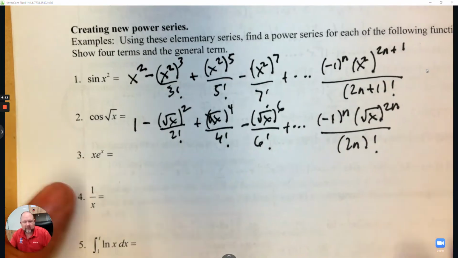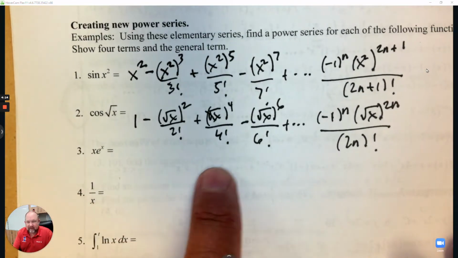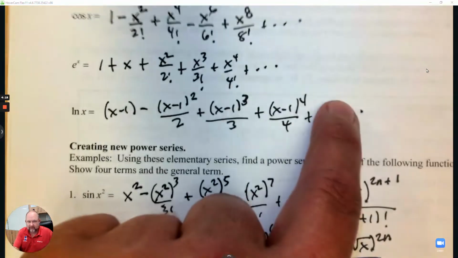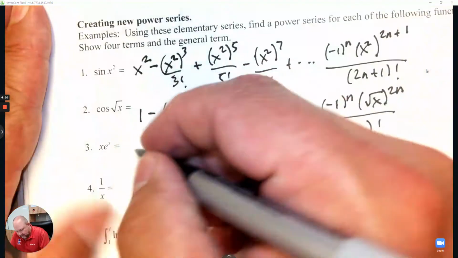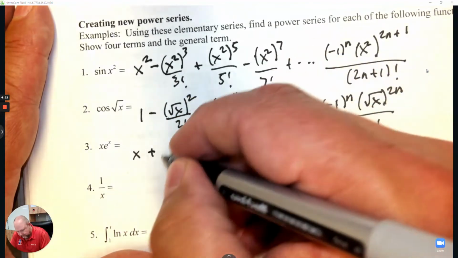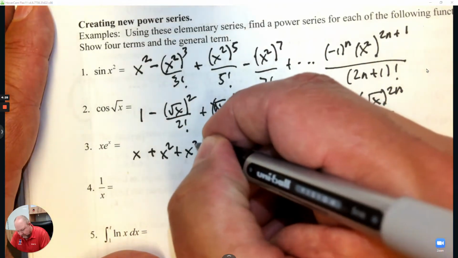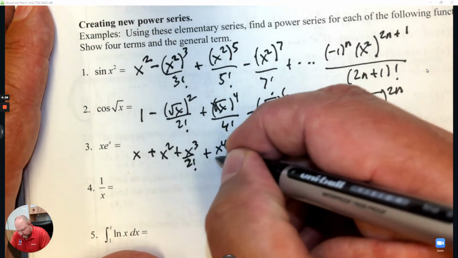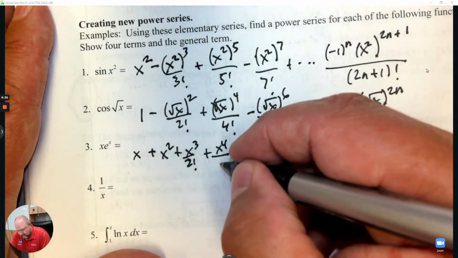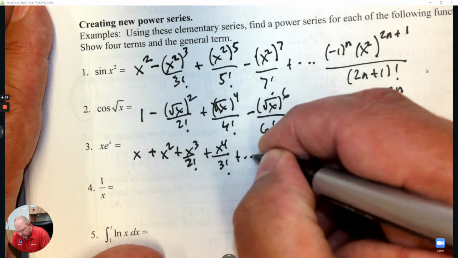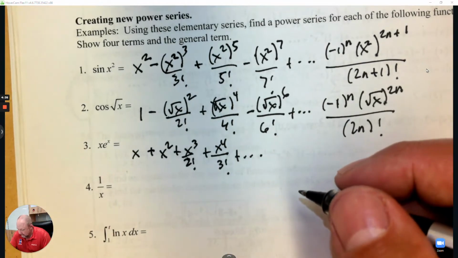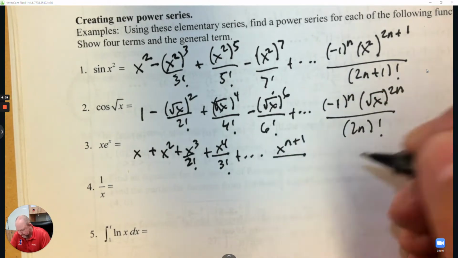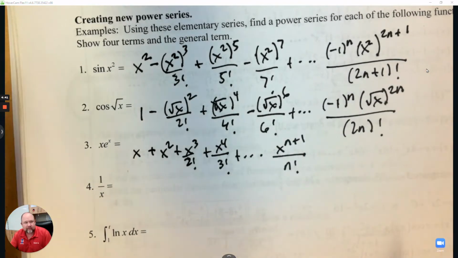Number 3, I got to be careful here. Take e to the x and just multiply everything times x. So that'd be x squared, x cubed over 2 factorial, x to the 4th over 3 factorial, and so on. And then the power series would be x to the n plus 1 over n factorial.